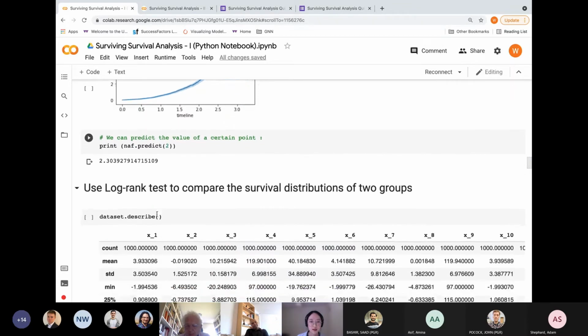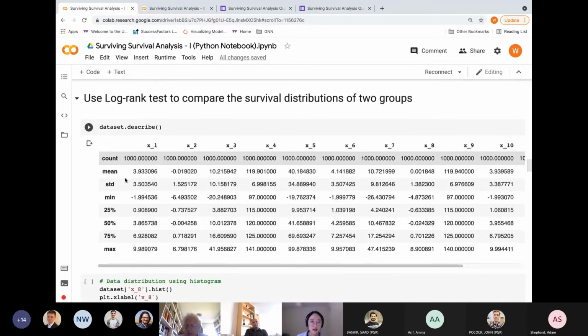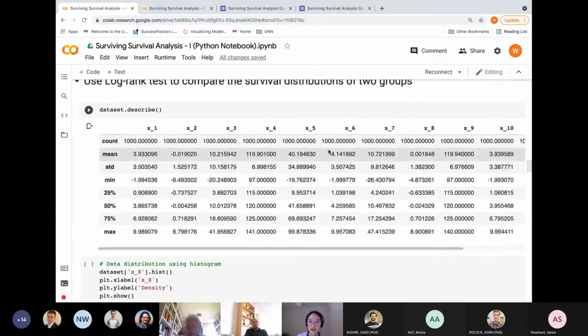You can also get the specific value at each time point by calling the predict method. Okay, and the third one is about how to use the log-rank test to compare the survival distribution between two groups. Here we take the X8 feature as the one that we want to test.